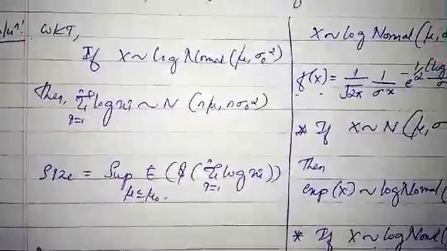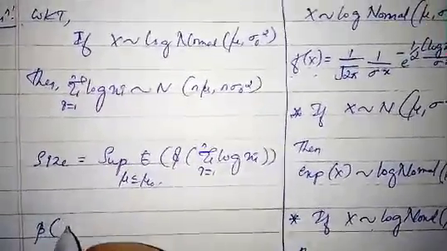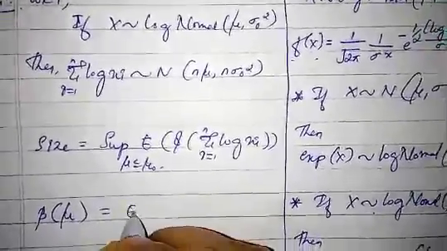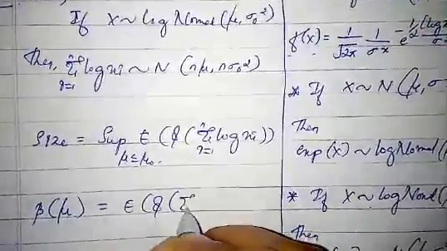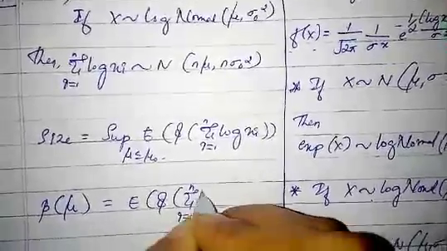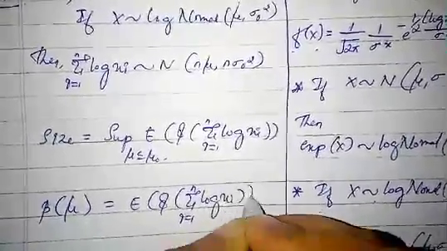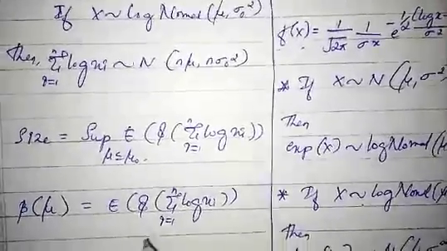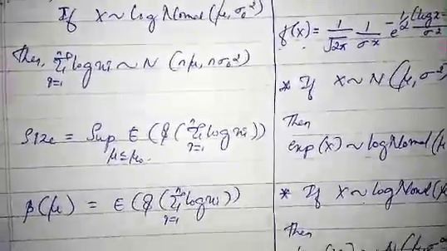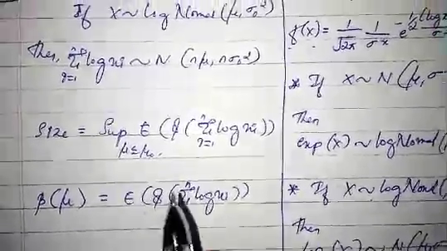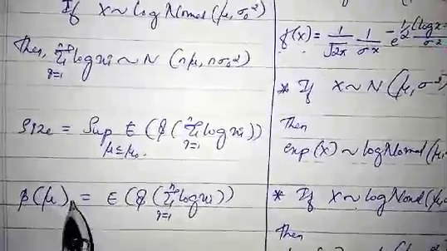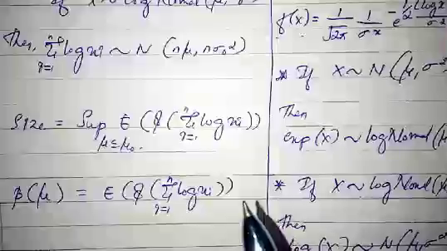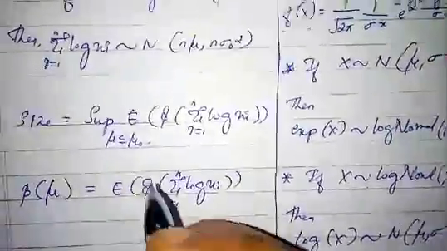So we want to define what is beta of mu, right? Beta of mu equal to expectation of phi of summation i 1 to n log xi. Then we want to know whether beta of mu is increasing function or decreasing function, right? So we can solve that.